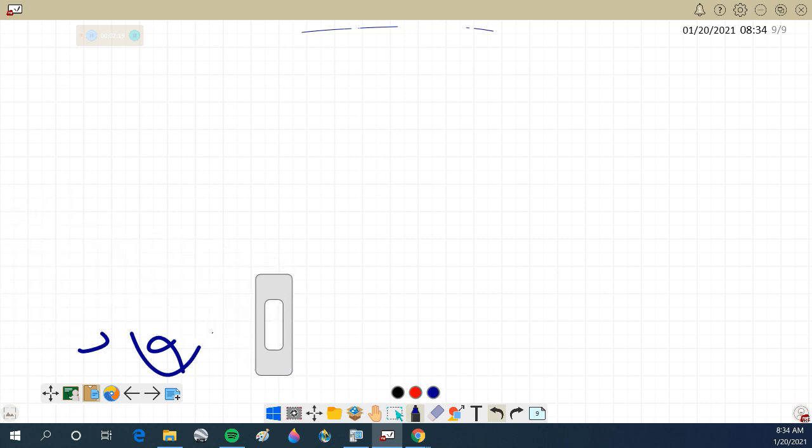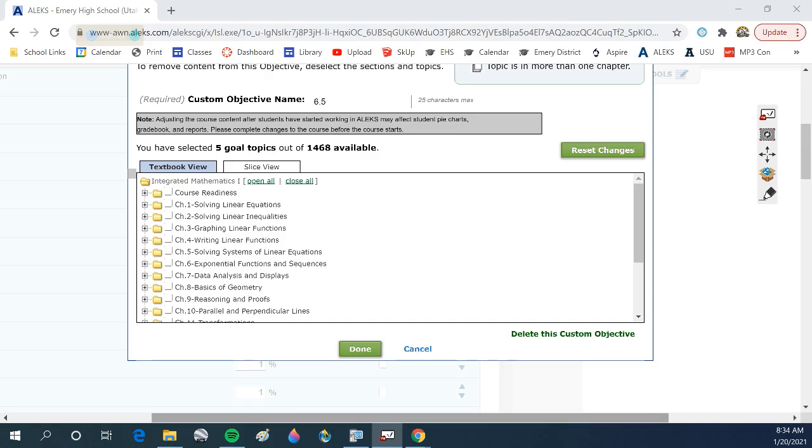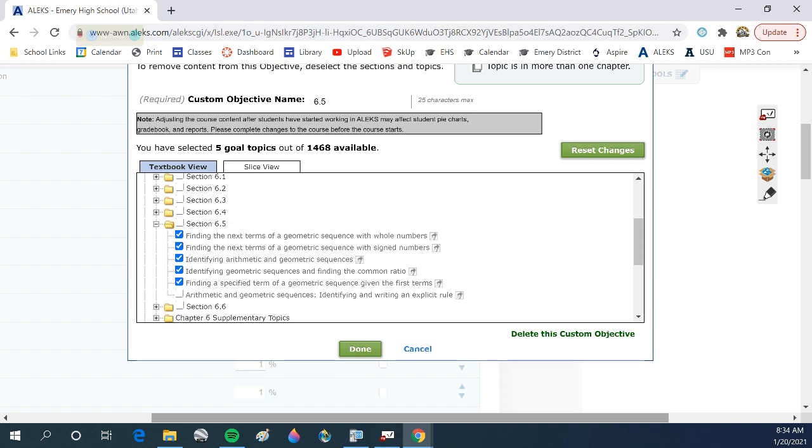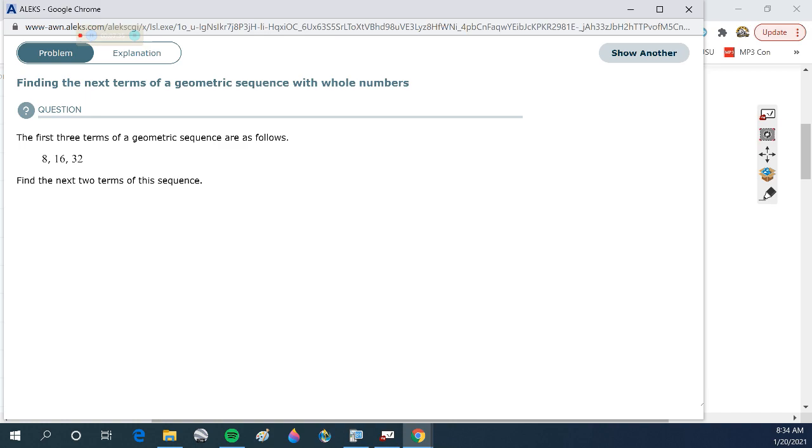Okay. That's just about everything we need. Let's work some of the problems in the assignment. The first problem says, what are the next 2 terms? What's the pattern here? So is geometric add or multiply? Multiply. So we need to find a multiply pattern. How do we get from 8 to 16? Times by 2. So what would the term after 32 be? 64, times that by 2, 128. Piece of cake.